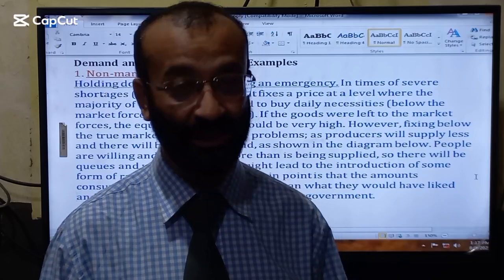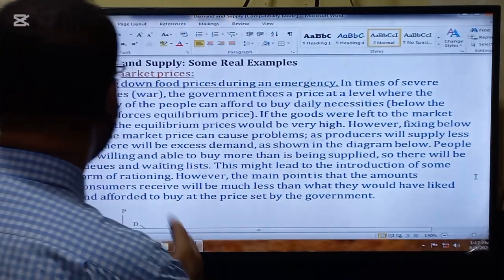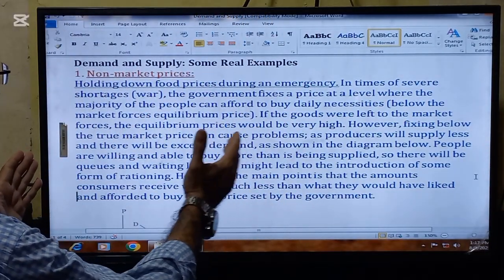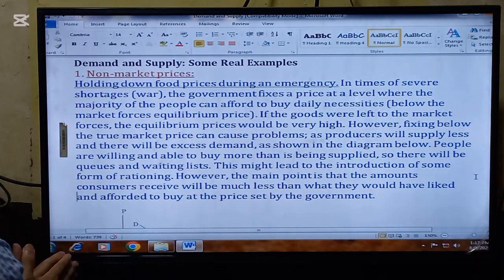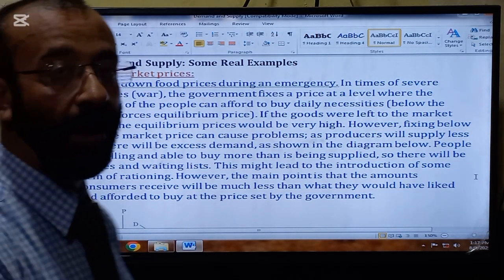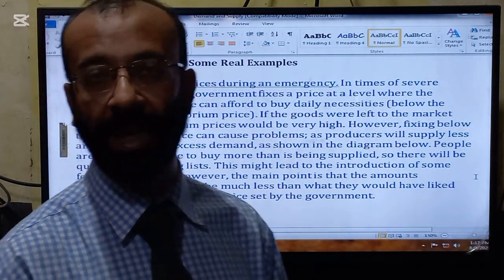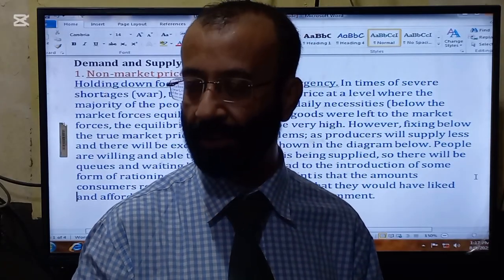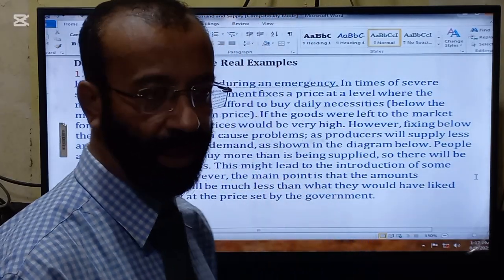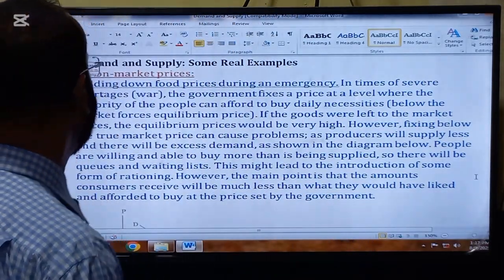Good morning, students. Today we are going to read some real examples of demand and supply in the topic of determination of the market price in the subject of economics O levels. So concentrate yourself. Here we are going to start.